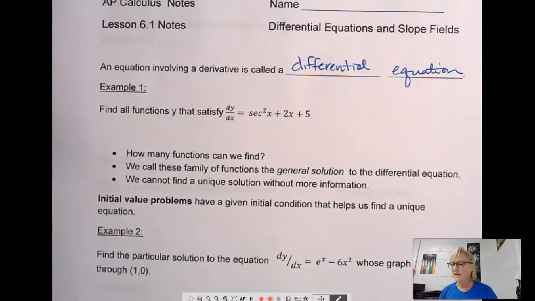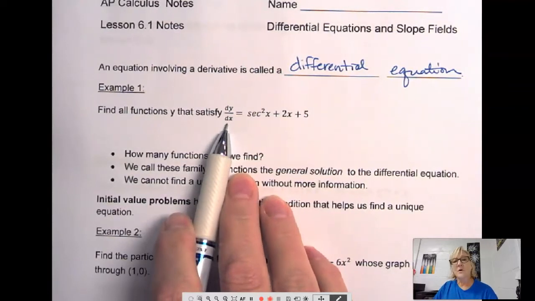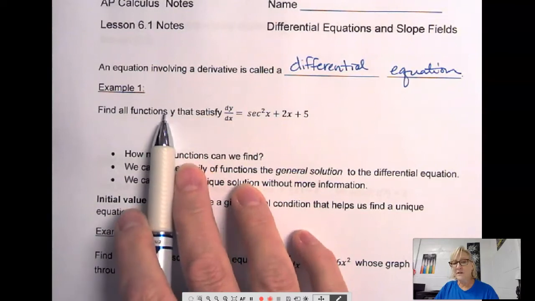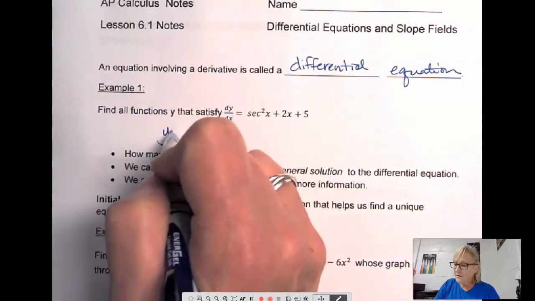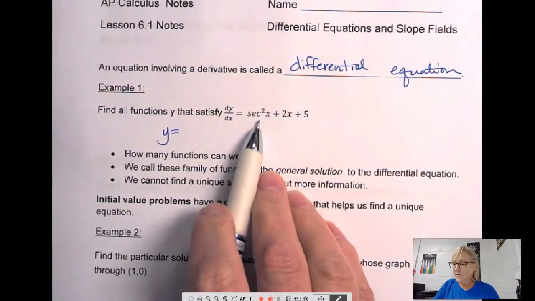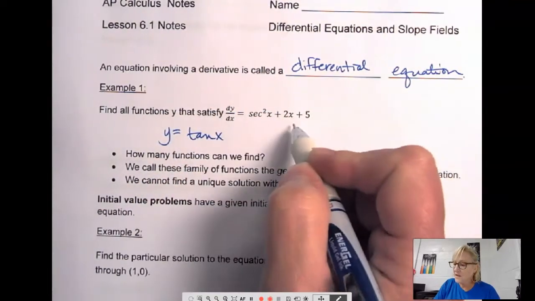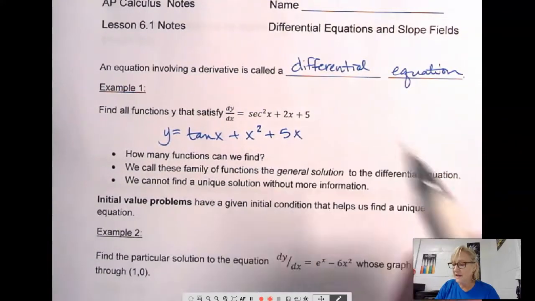Okay, example 1, find all functions y that satisfy dy/dx equals secant squared x plus 2x plus 5. So this tells me there's a derivative of a function y, and this is its derivative, and I want to find the functions of y. Notice that it's plural. Okay, so my antiderivative of y, or the function of y, would be the antiderivative of this, so that would be tangent x plus x squared plus 5x.